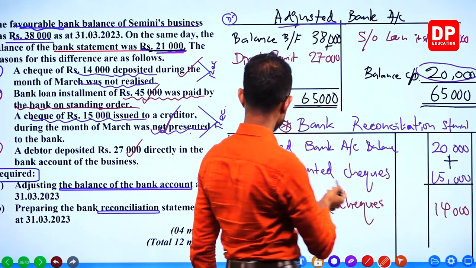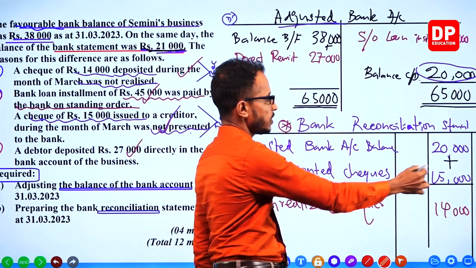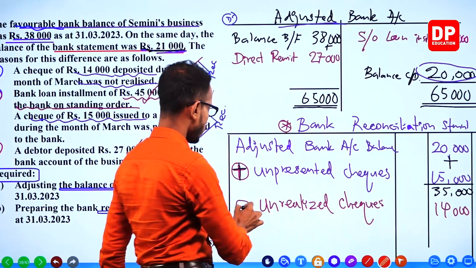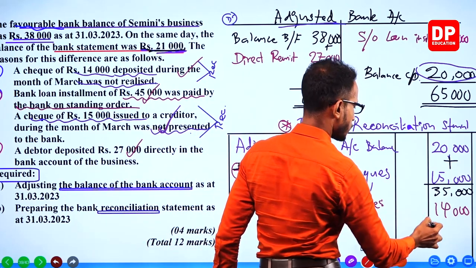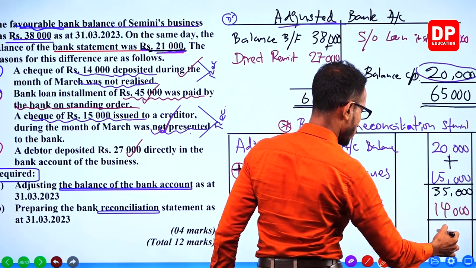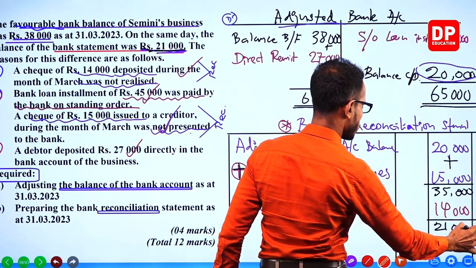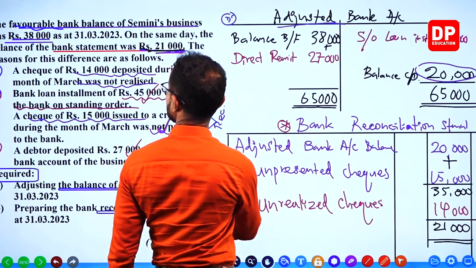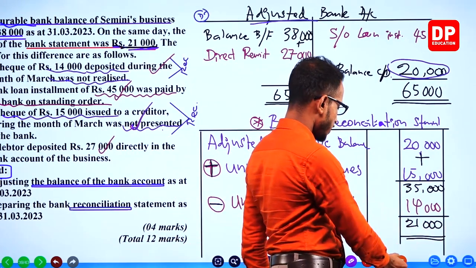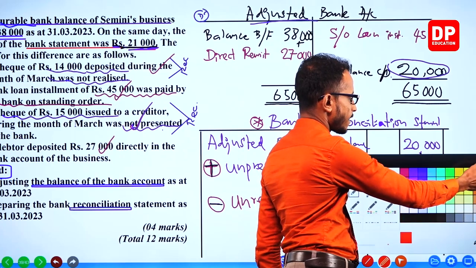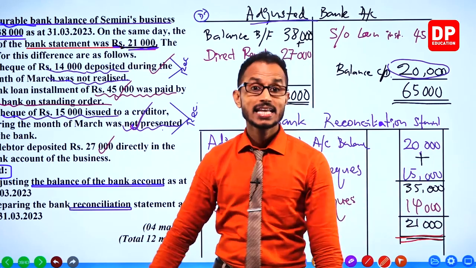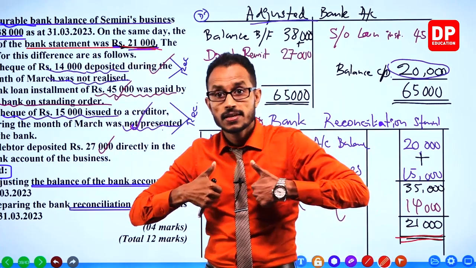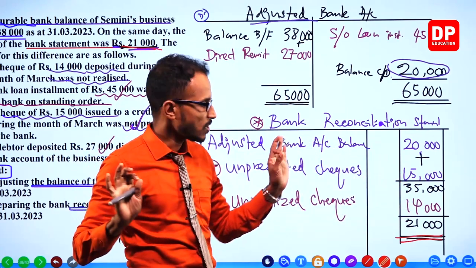20 plus, this should be my added, right? So 20 plus 15, it's 35. From 35, you subtract 14. The answer is 21,000. This is the answer, right? Didn't we tally it? We tallied it. See, it tallies with this. So it means you are done. You are correct. You have done it correctly.